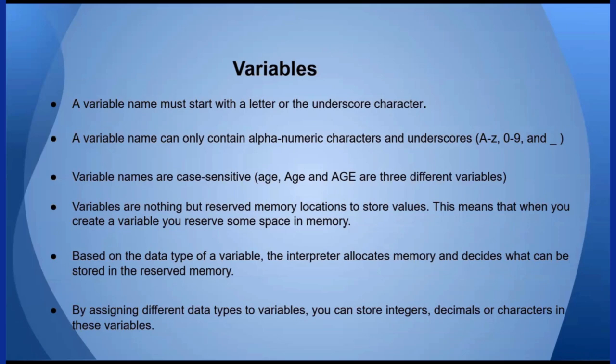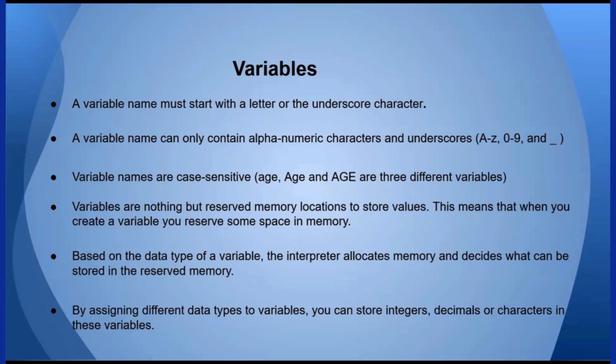We can also understand it like this. For example, if there is a community, the community has a very large land, let's say 10,000 square meter. And in that community, you have 10 houses. So each house will occupy some space in that whole community, right? Variables are the same. A variable will occupy space in the memory.